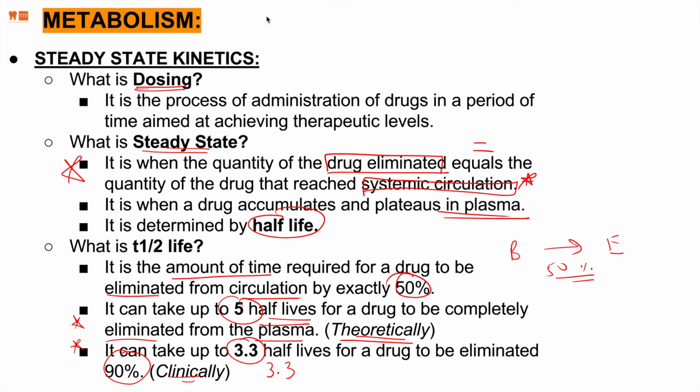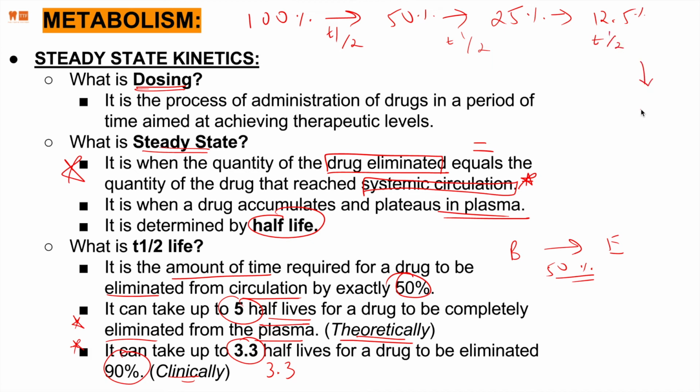Well, what does that mean? Well, for example, we started off with 100% drug, right? What's half of that? 50%. So that's your first T half. What's half of this? 25%. Your second T half. This is 12.5%. This is your third T half. Moving on, 6.25%. This is your fourth T half, and now you keep on going, right?